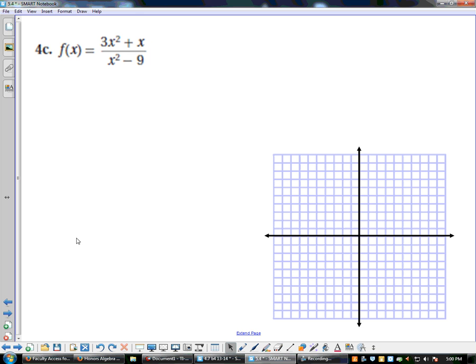All right, and one last example here. For this one, I hope you're getting all these examples down in your notes. I'm going to be checking these.